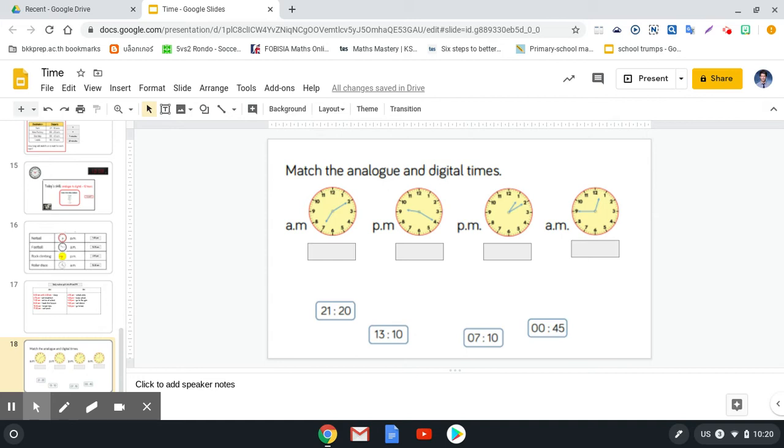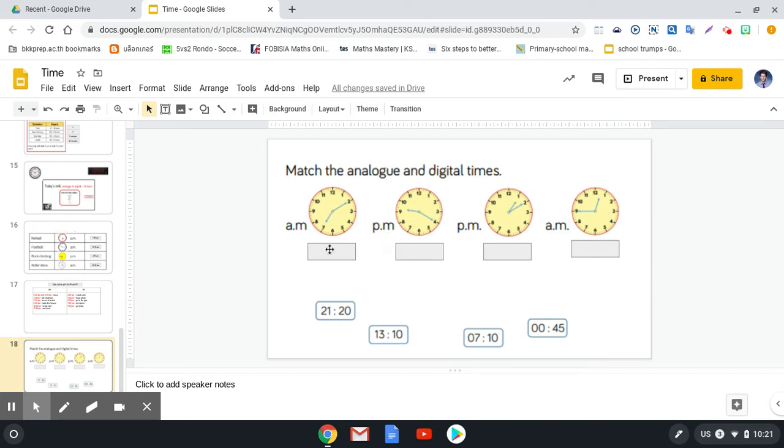The 24-hour clock system doesn't have AM or PM. Rather than going up to 12, it goes all the way up to 24. So anything after 12 is PM, and anything before 12 is AM. The first thing I'm going to do is read the clocks and state their times.